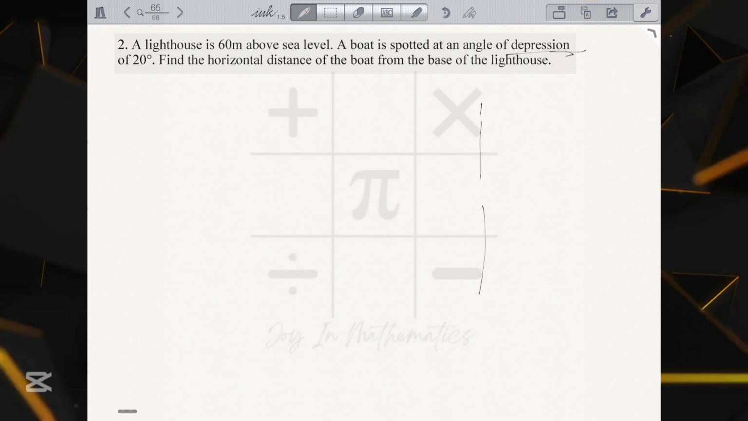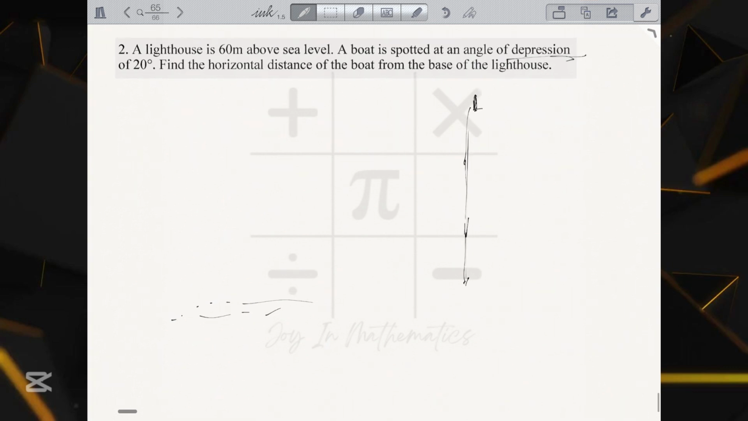Now, let's show this in a diagram. We have the lighthouse, just as we see in movies. The lighthouse, let's call this point L, and a boat is being spotted. That means it's on the sea, and a boat is being spotted here. Let's call this point B. It's being spotted 60 meters above sea level.